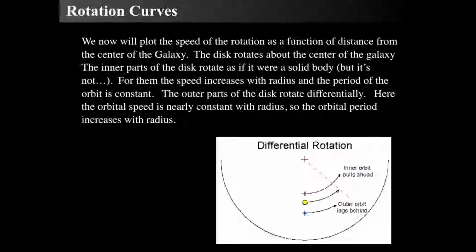So we can measure what are called rotation curves. We'll plot the speed of the rotation of the Milky Way as a function of distance from the center of the galaxy. And interestingly enough, what we're going to find, since it's a mystery novel, I'll let you know, the disk of the Milky Way rotates about the center of the Milky Way, and it acts as a center.